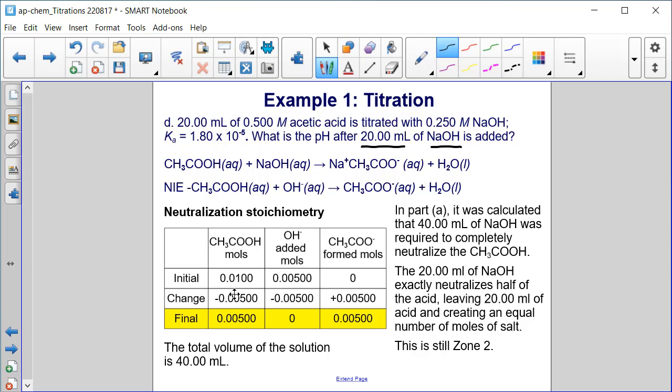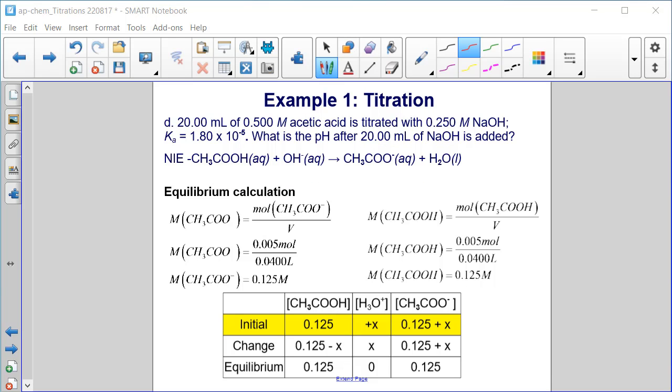And in doing so, we use up some acetic acid and produce the conjugate base, the acetate ion, so that we have 0.0050 moles of acid and base. Now this is our moles. Remember, we get that by multiplying volume times concentration. And we're going to find these new concentrations on the next slide, keeping in mind that the total volume is now 40 milliliters.